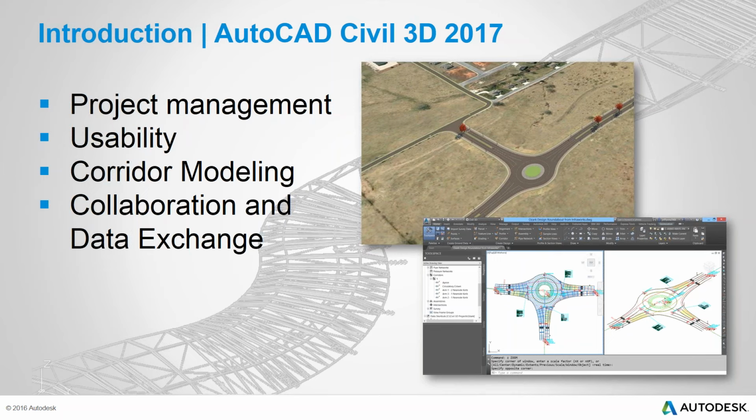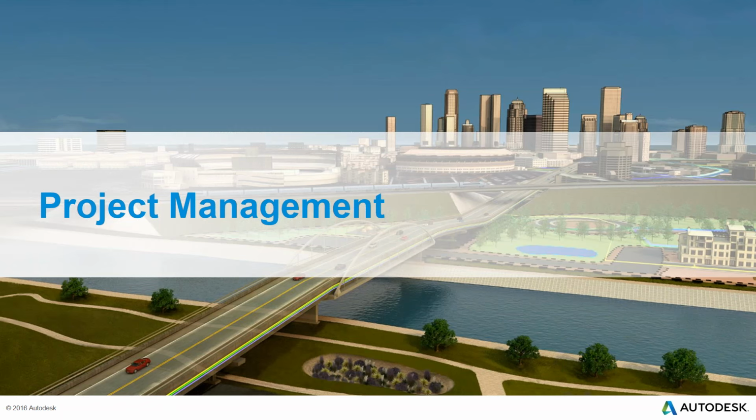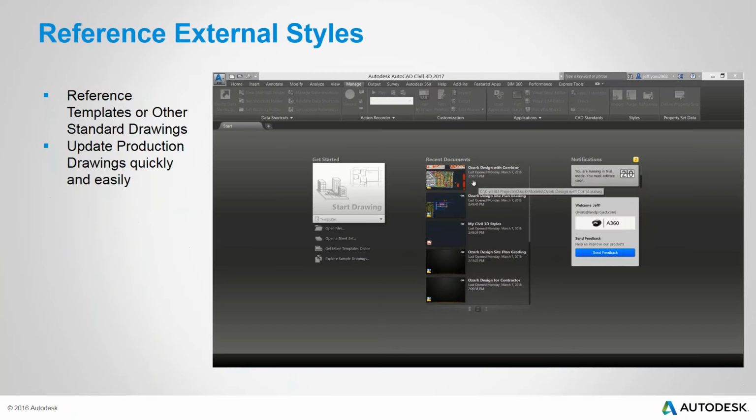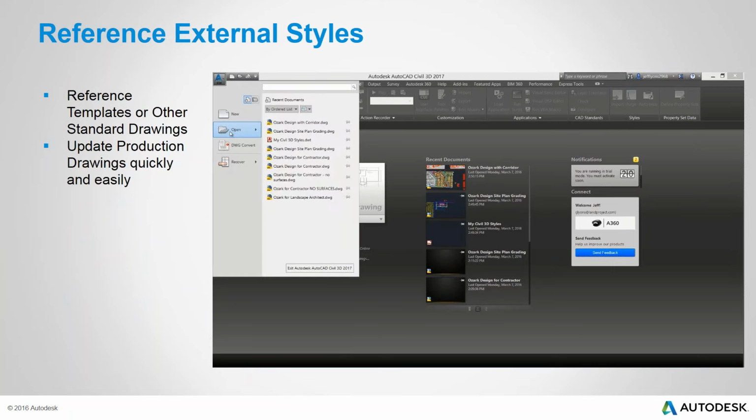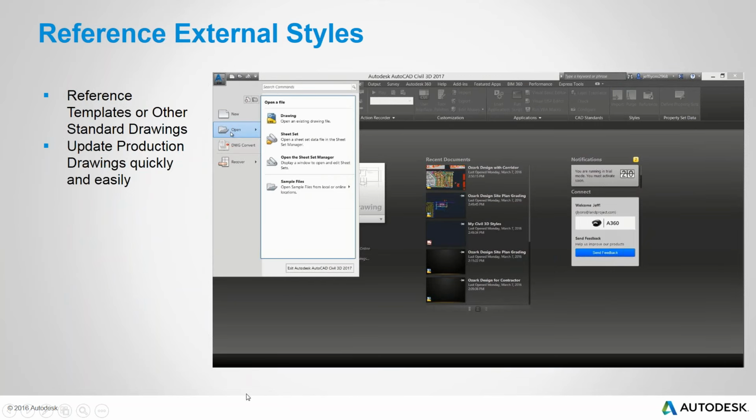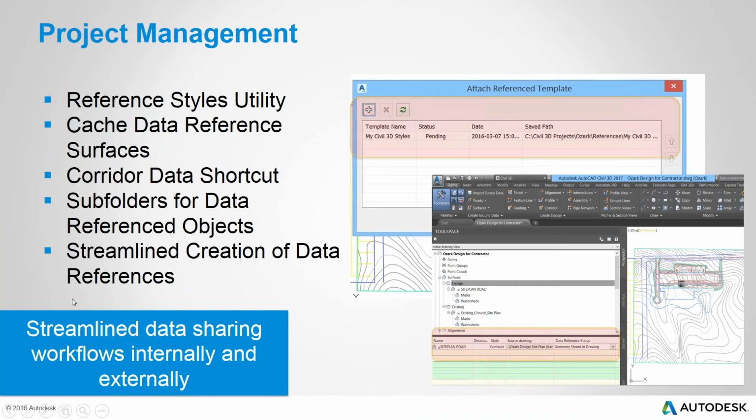As we go through the presentation, you will see that the 2017 enhancements fall into 4 primary categories. These include project management, usability, corridor modelling, collaboration and data exchange. So our first category to review is project management. The first set of demonstrations is packed full of new and improved workflows to help streamline project data management for any project.